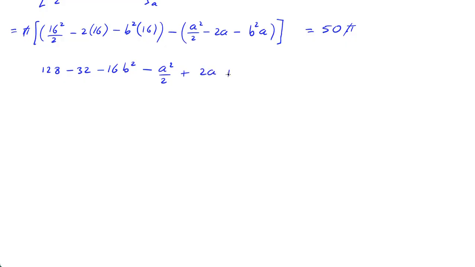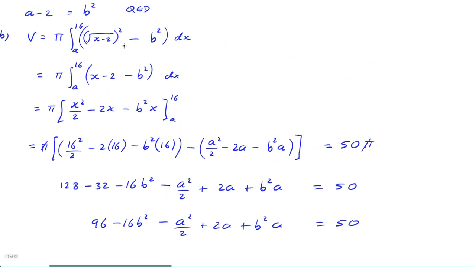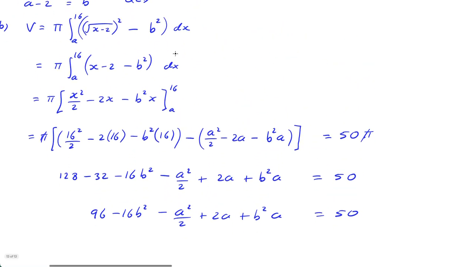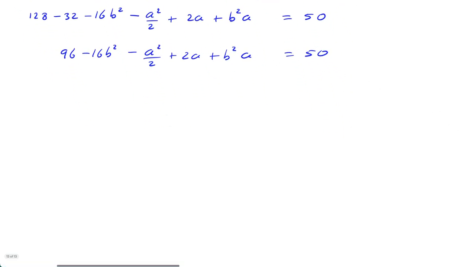This equals 50. Let's subtract this first. This would be 96. So 96 minus 16b squared minus a squared over 2 plus 2a plus b squared a equals 50. Okay, so this is one equation with a and b. I cannot do anything with it yet, but I do have another equation, this one, a minus 2 equals b squared. So we got that from the first part. A minus 2 equals b squared. So instead of b squared, I'm just going to put a minus 2.